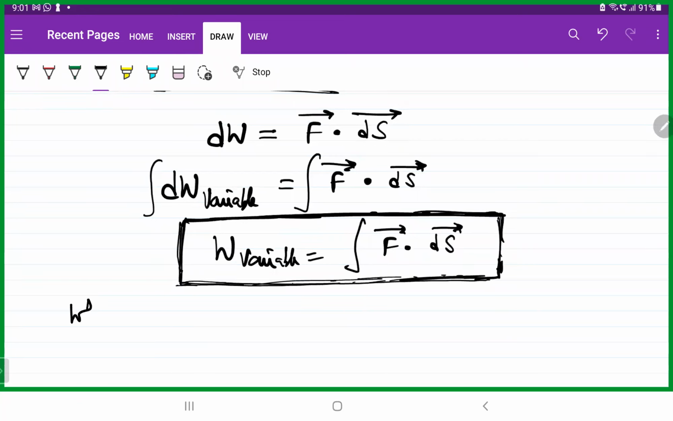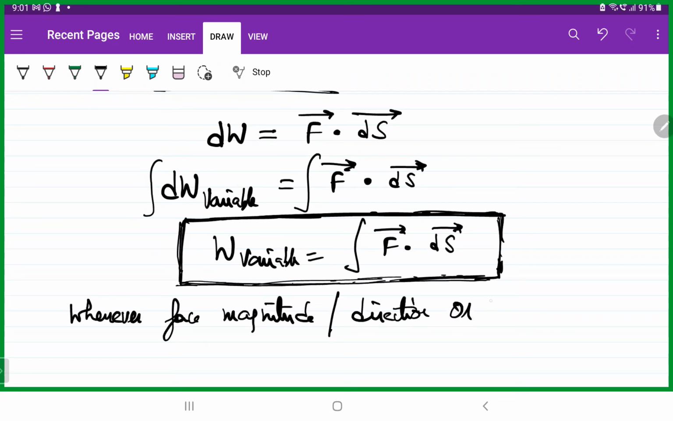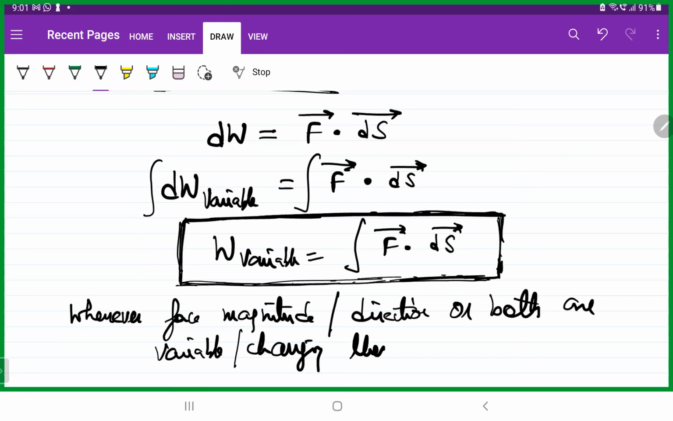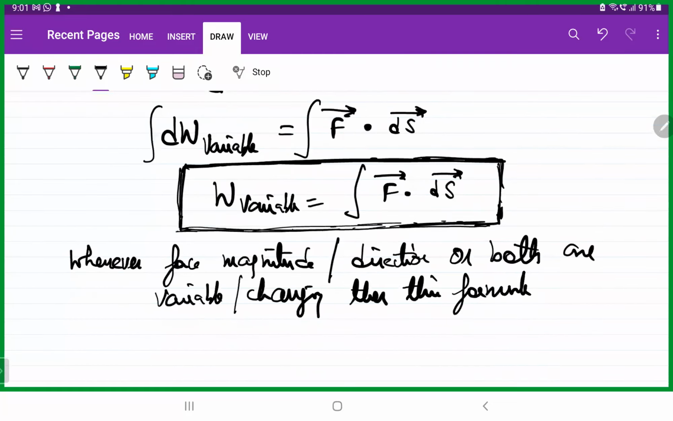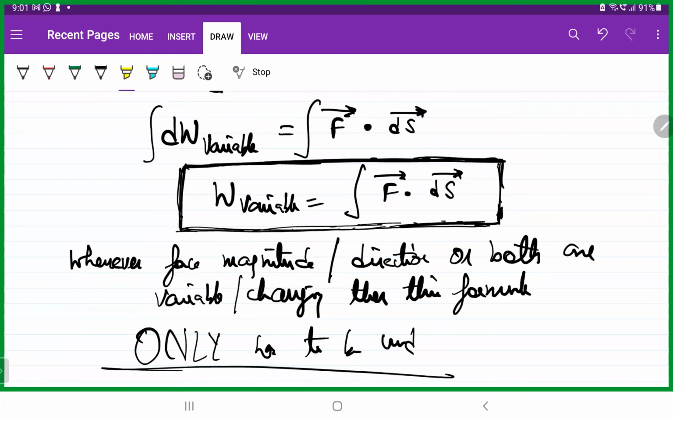Whenever force magnitude or direction or both are variable, variable means changing, then this formula only has to be used. No other formula will be used.